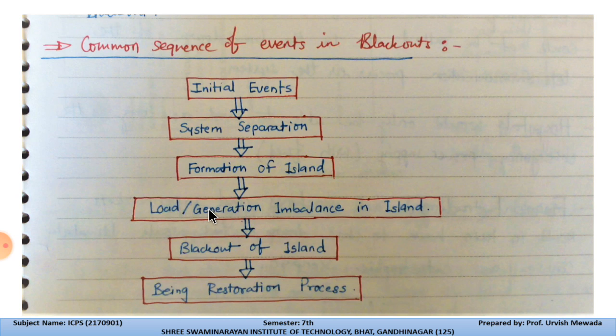So now it is islanded, so all the generating stations which are connected, apart from the failed generator, those three generators have to withstand that load, so imbalance occurs, and due to that a blackout of the island will occur. And if a blackout occurs, we need to restore that system. So after that islanding, we can start the restoration process. So these are the common sequence of events of a blackout.